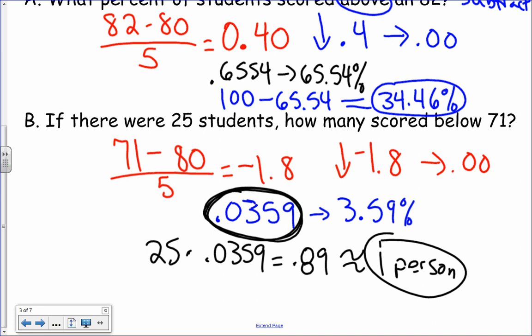Do number 3 real quick. Well, not a milestone. It'll be on your benchmark. You'll have the Z-score sheet. Keep up with it. I don't want to print anymore, to be honest with you.